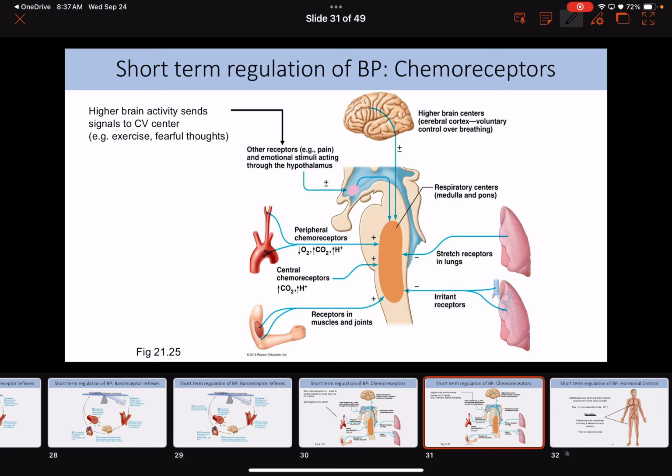Also, your higher brain activity will make changes to your breathing rate and your heart rate and things like that through sympathetic activation. So if you're exercising, if you have fearful thoughts, things like that are also going to be influencing your cardiac output and your blood pressure.